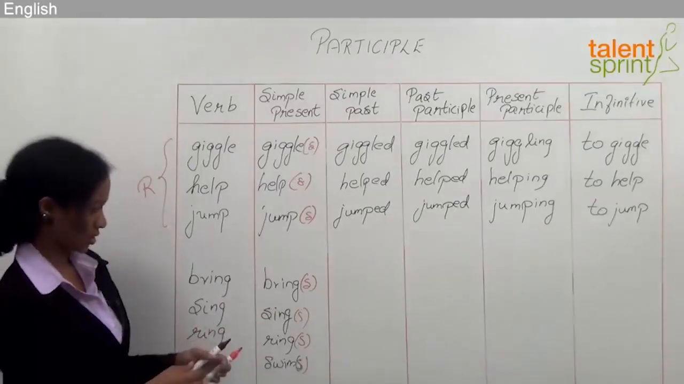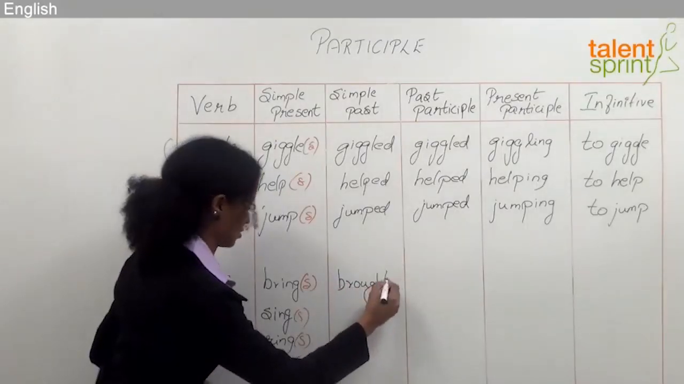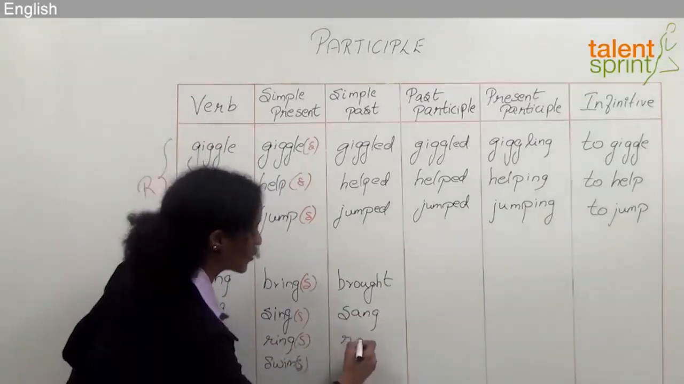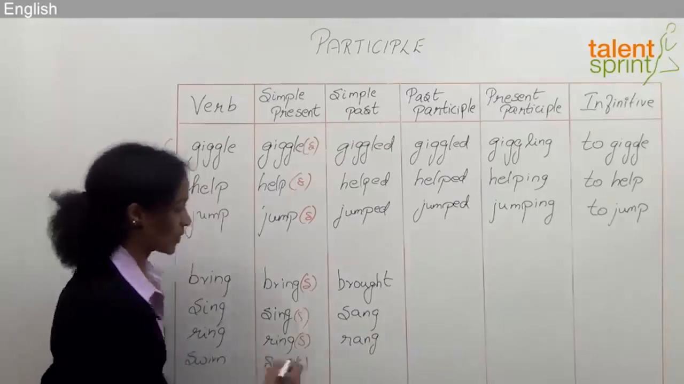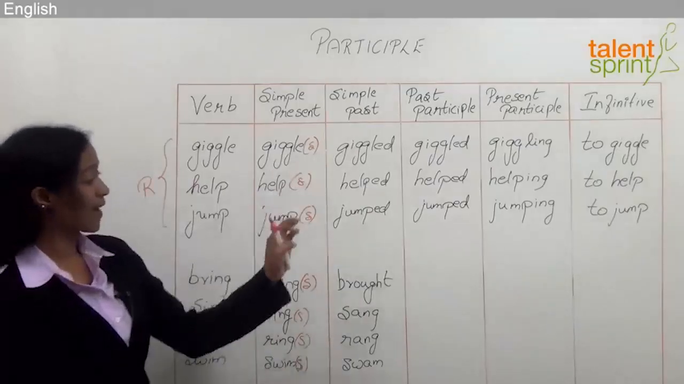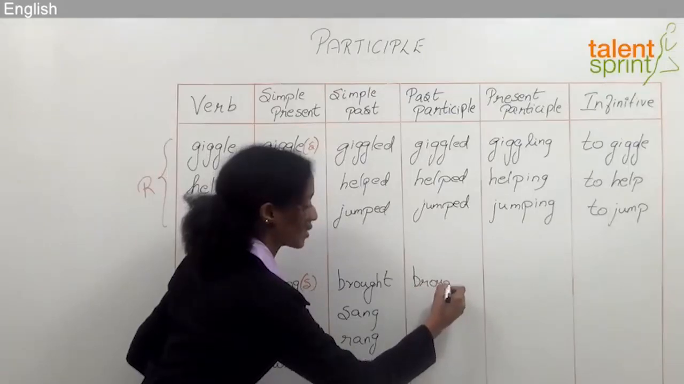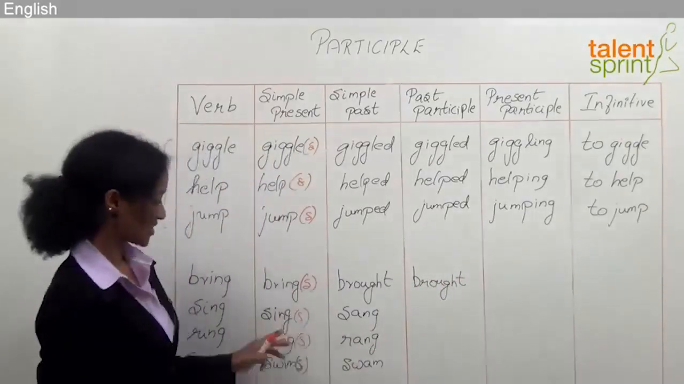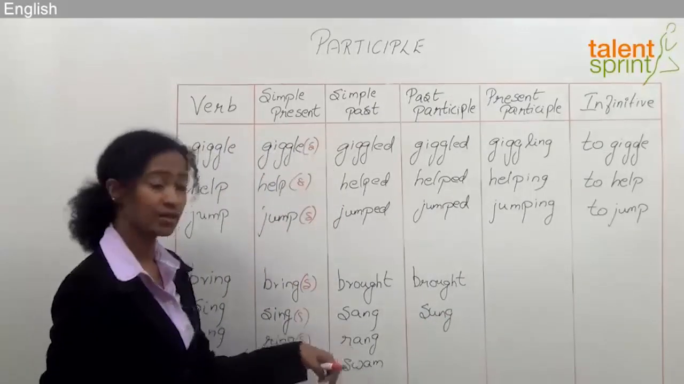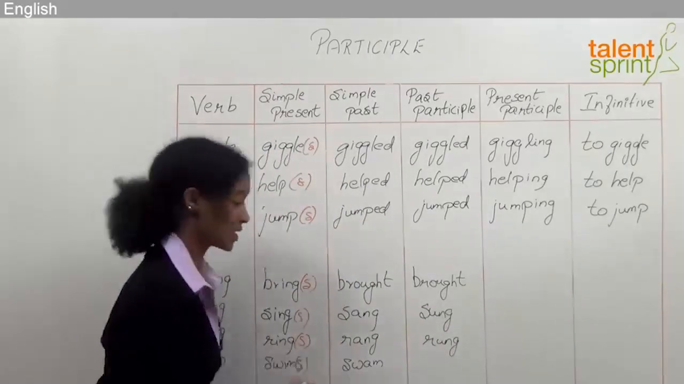The simple past would be, for bring, brought. For sing it's sang. For ring it's rang. And for swim it's swam. Okay. Now what is the past participle of these verbs? This remains the same, brought, but sing, sang, sung. Ring, rang, rung. And swim, swam, swum.